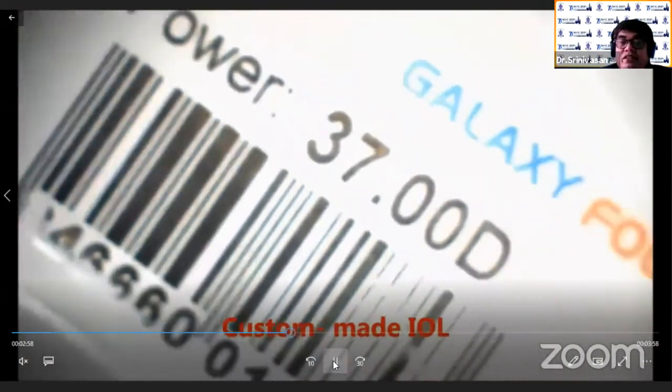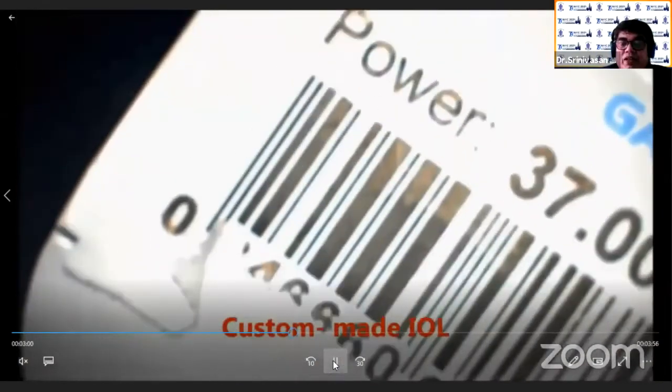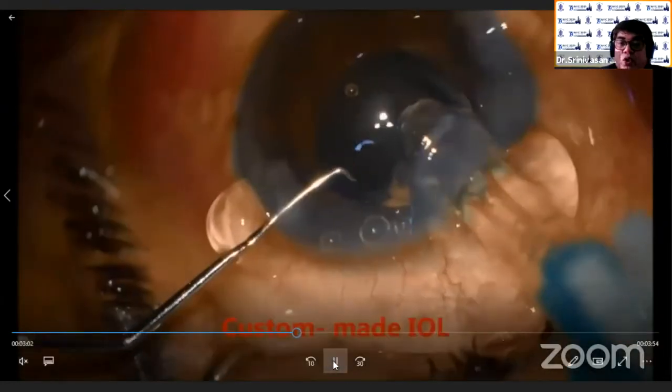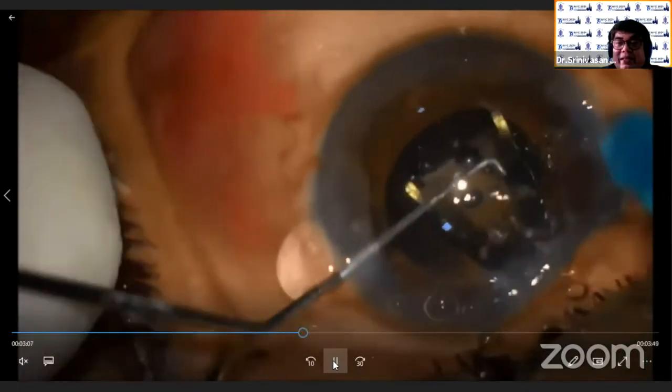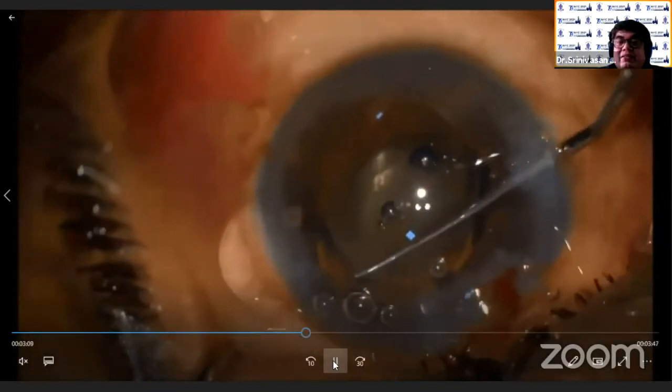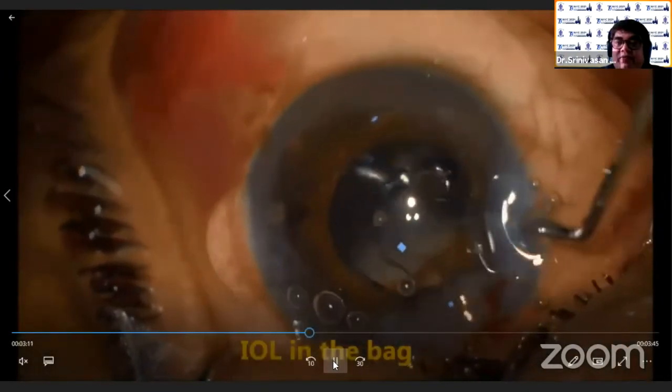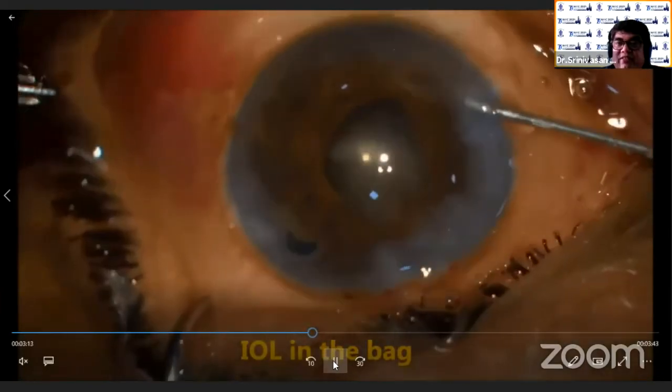A custom-made 37 diopter IOL is placed. With the IOL, you have to be very careful. Load it yourself and inject very slowly, as it is a thick, bulky lens. While rotating the lens, we have found that many times we have produced a capsular rent, as it's a bulky lens.